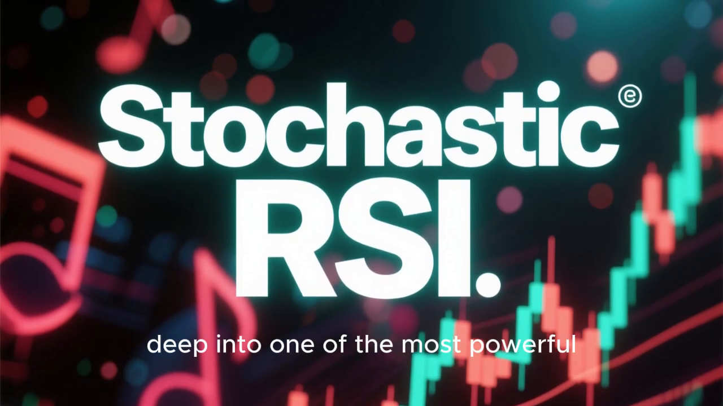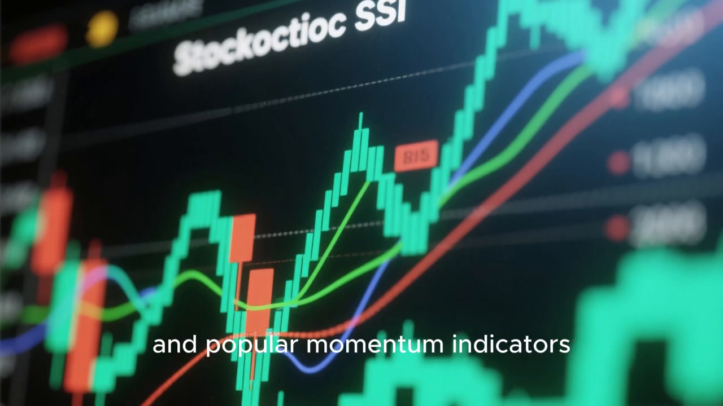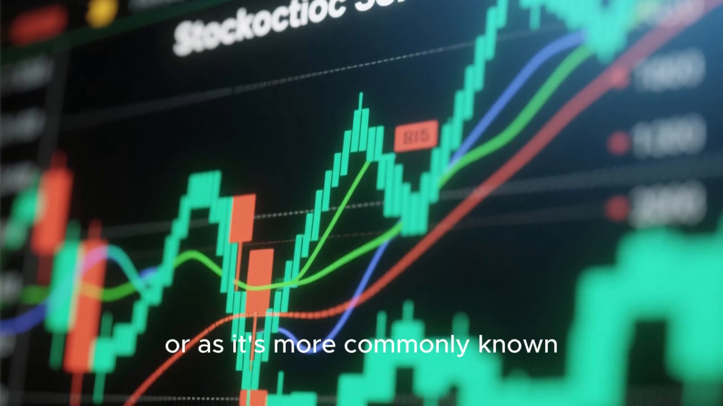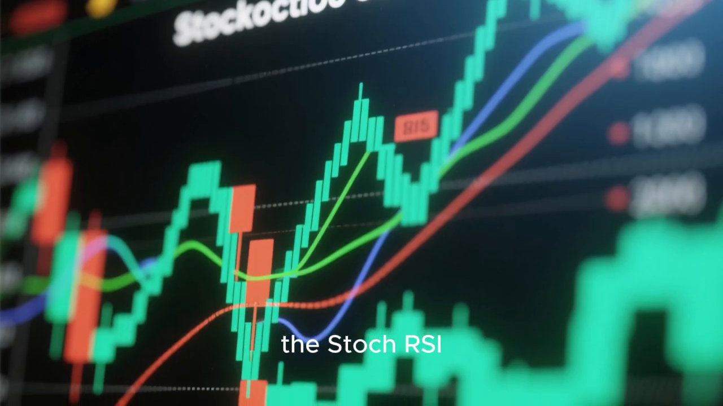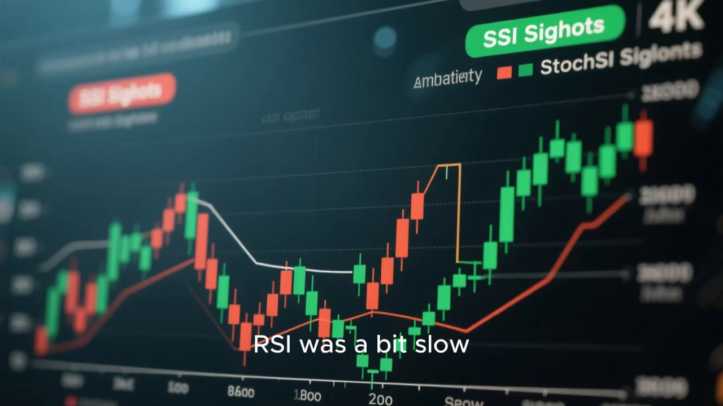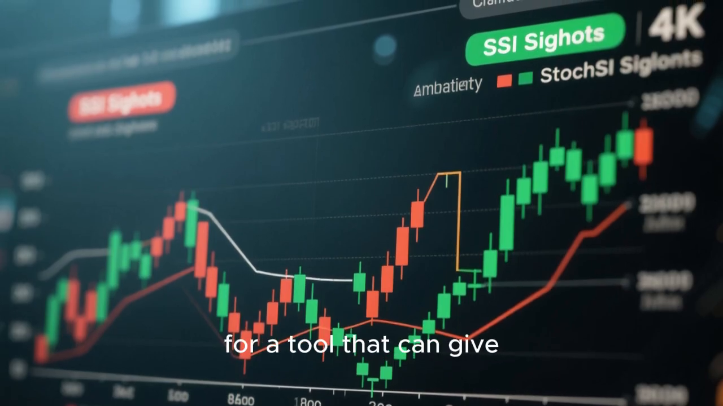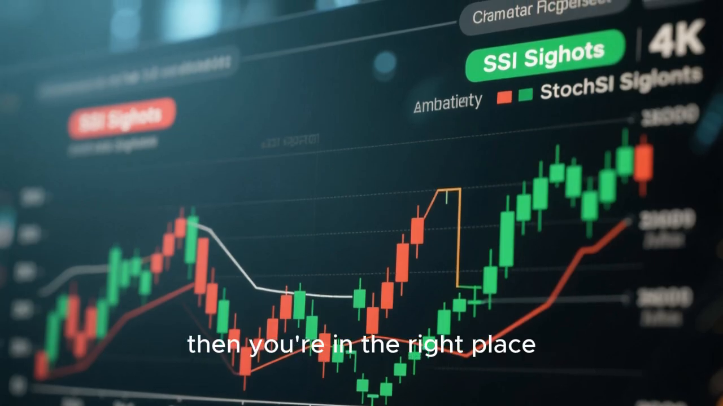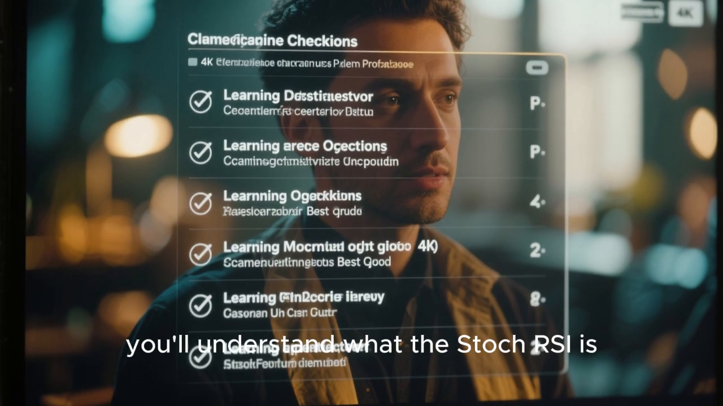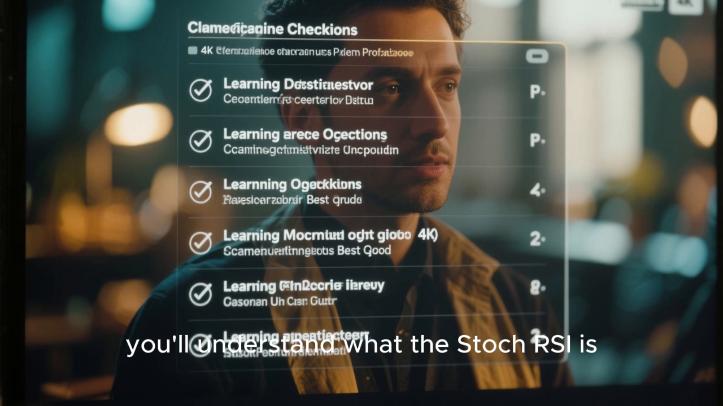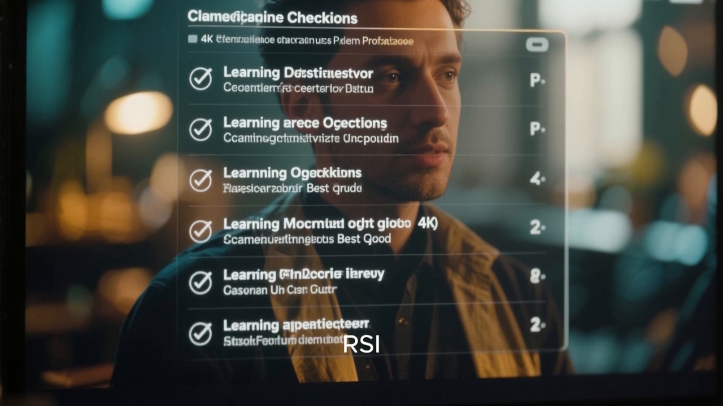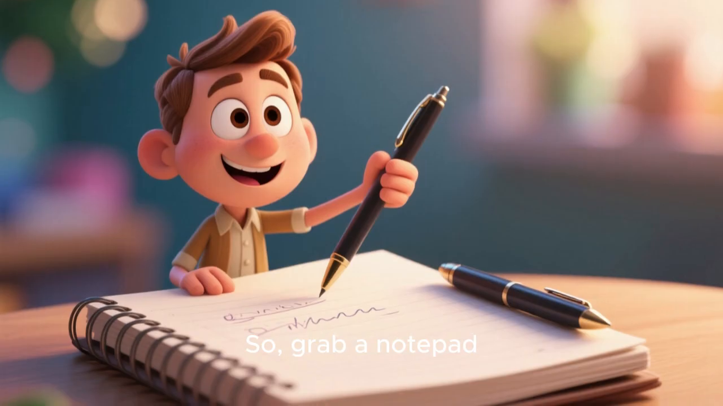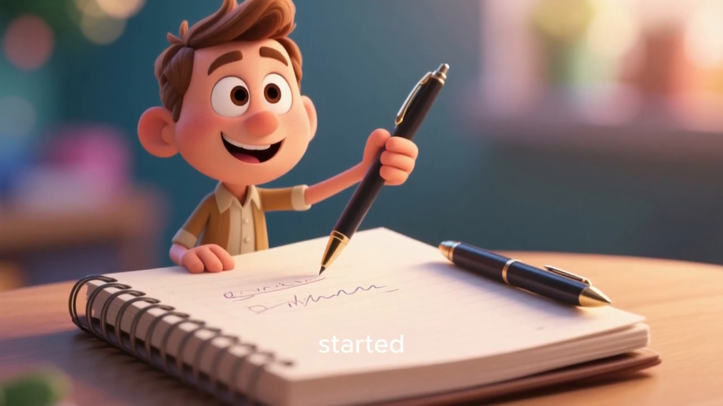Today, we're diving deep into one of the most powerful and popular momentum indicators out there, the stochastic RSI, or as it's more commonly known, the Stoch RSI. If you've ever felt like the standard RSI was a bit slow, or you've been looking for a tool that can give you more frequent trading signals, then you're in the right place. By the end of this video, you'll understand what the Stoch RSI is, how it's different from the regular RSI, and most importantly, how to use it effectively in your trading strategy. So, grab a notepad, and let's get started.